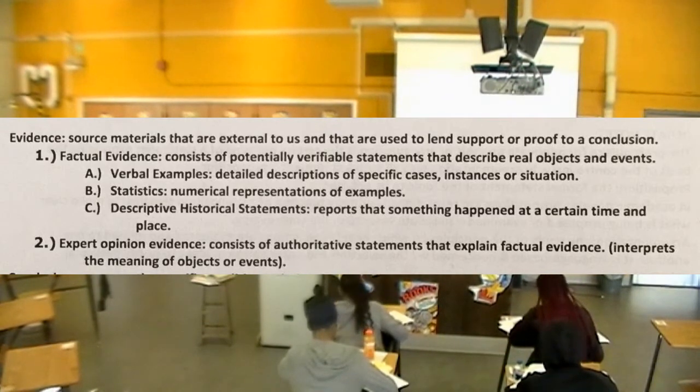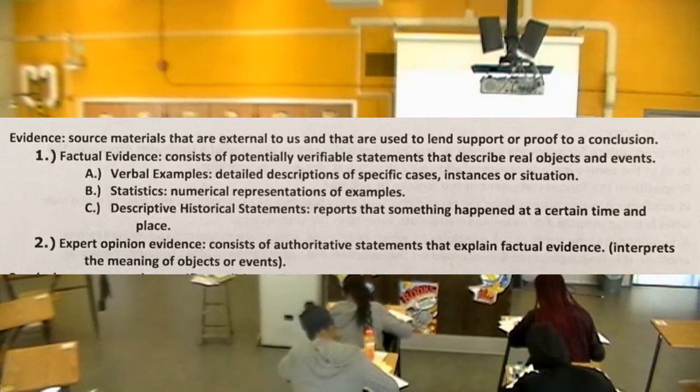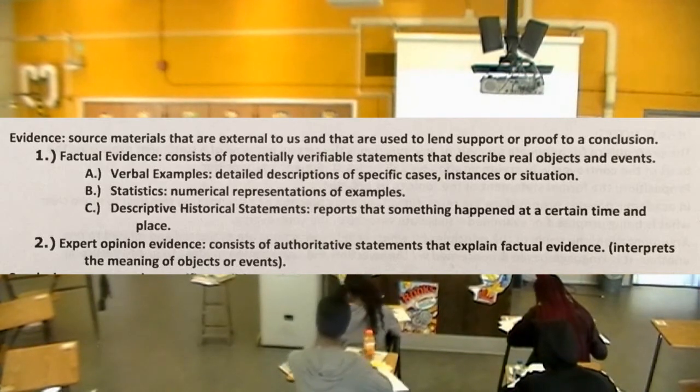Letter B is statistics, but you could probably just put a star by that. It's already on there. C would be second-hand observation. C is a second-hand observation. A is first-hand observation. And then under D, just put definition. That's the last one, definition.